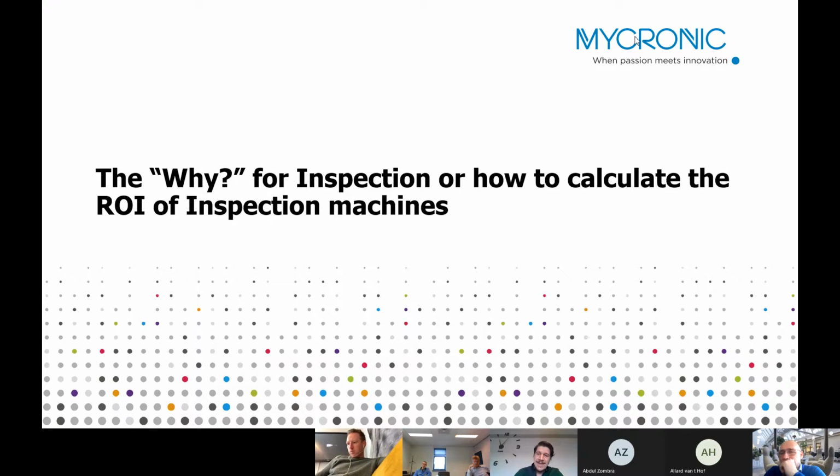So what we will talk about today, it's not a sales presentation. We are going a little bit deeper into a very interesting topic, which is the return on investment. I called the presentation "The Why for Inspection." So why should we invest in inspection, and also how to calculate the return on investment of an inspection machine, because inspection machines, as you all know, are not producing machines, so it's a little bit difficult sometimes.